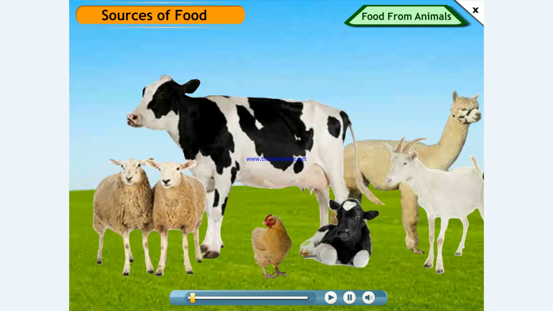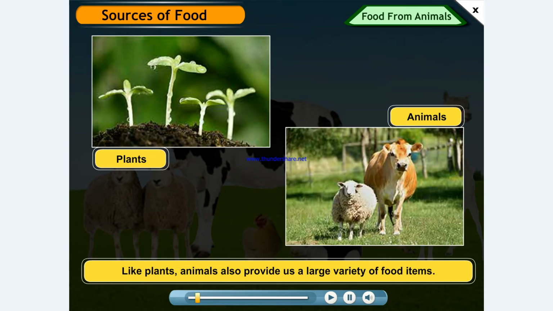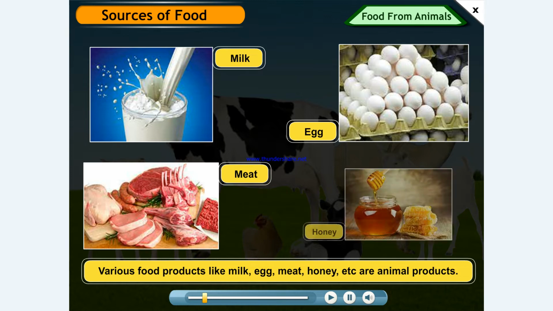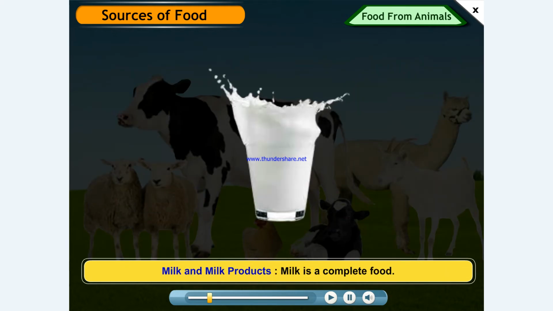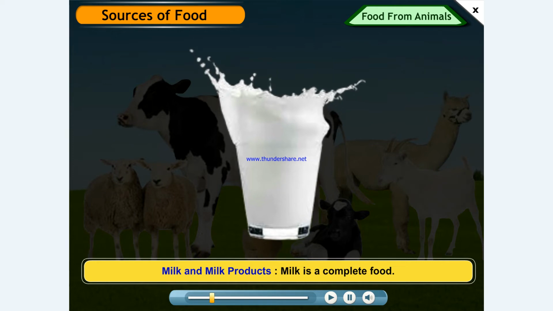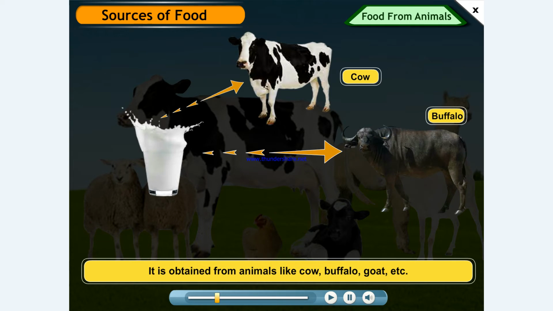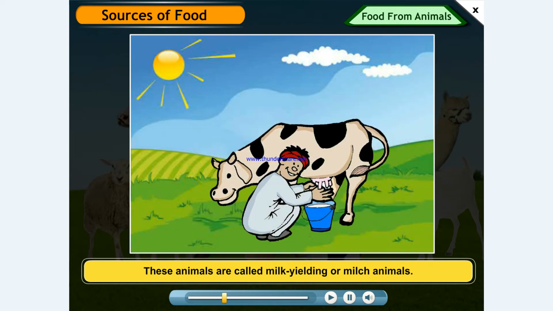Food from animals. Like plants, animals also provide us a large variety of food items. Various food products like milk, egg, meat, honey, etc. are animal products. Milk and milk products. Milk is a complete food. It is obtained from animals like cow, buffalo, goat, etc. These animals are called milk-yielding or milch animals.